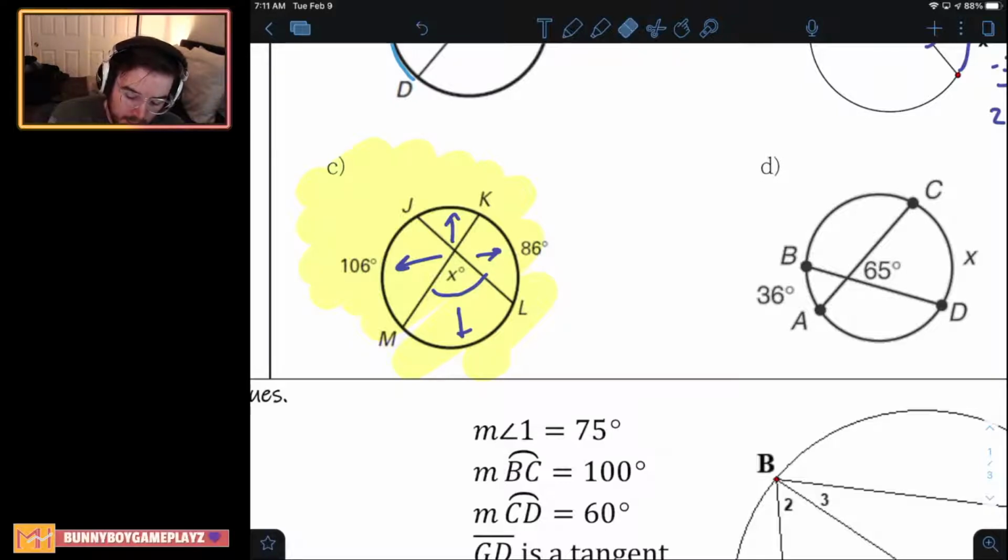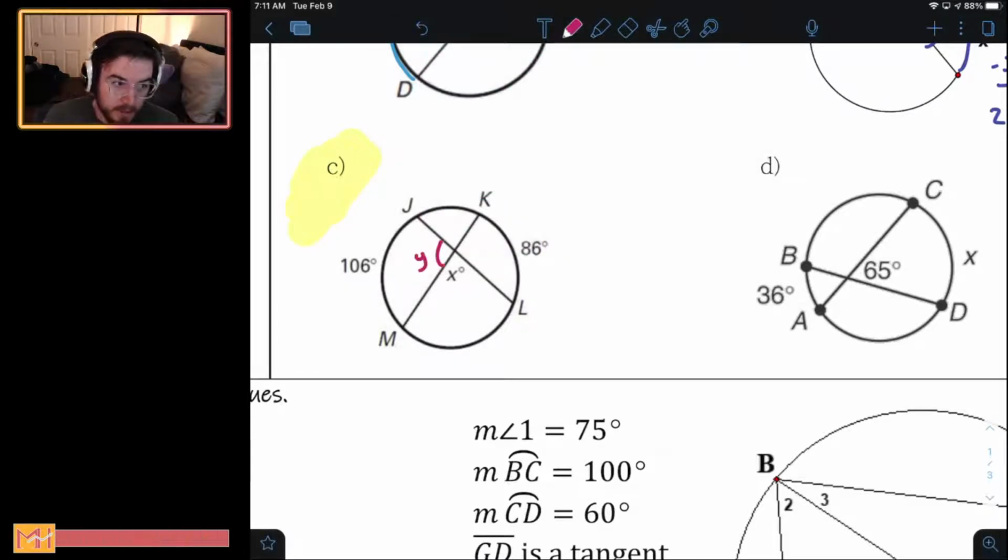So in this problem, whoops, I didn't mean to completely erase my highlight there. In this problem, we kind of need to solve for this angle first, and then we can solve for x. So why don't you guys solve for angle y for me? Here's angle y, and here are the arcs. Go ahead and solve for angle y for me. Answers popping up on screen.